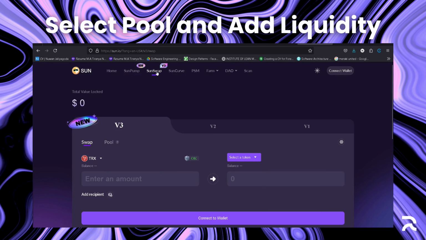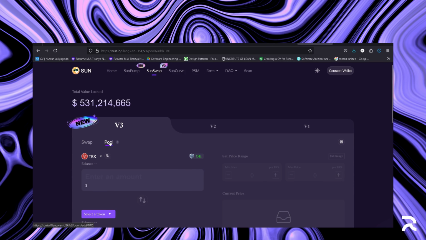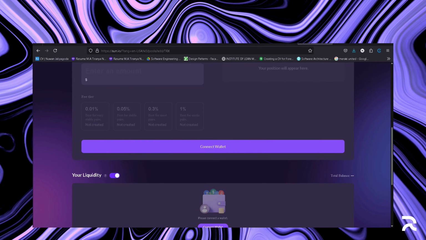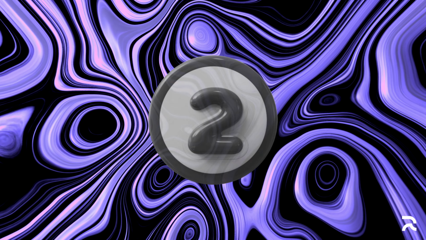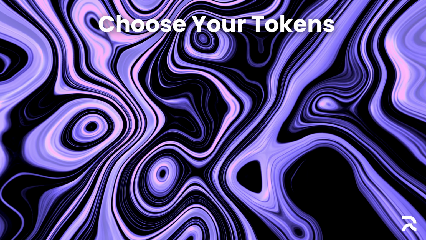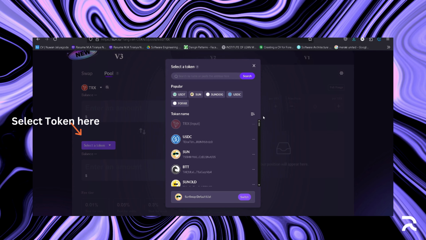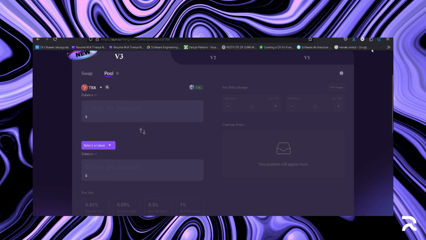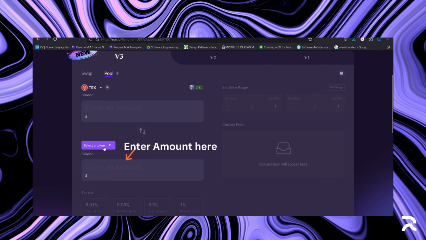Step 1. Select Pool and add liquidity. Start by selecting the Pool option and then add liquidity. Step 2. Choose your tokens. You will need to select two tokens that you want to pair. One of these should be TRX. Enter the amount for each token you wish to pool.